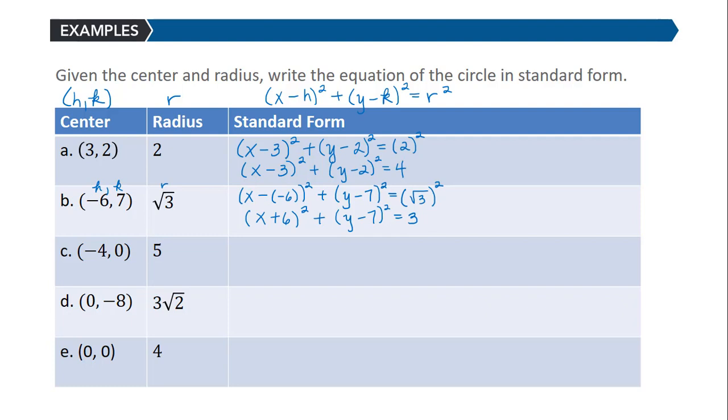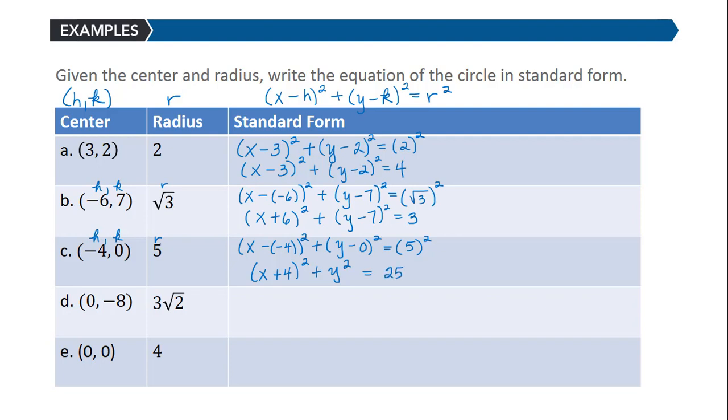If we have the point (negative 4, 0) as our center, h is negative 4 and k is 0, and r is 5, we have x minus negative 4 squared plus y minus 0 squared equals 5 squared. The equation in standard form is then (x plus 4) squared plus, well, y minus 0 is just y, so we can write y squared equals 25.